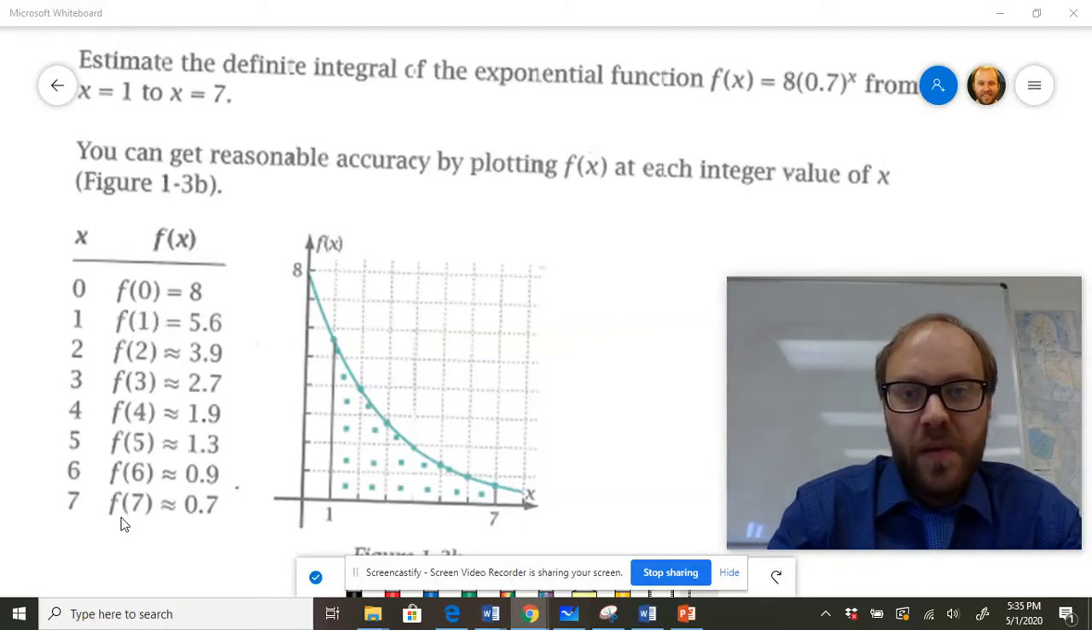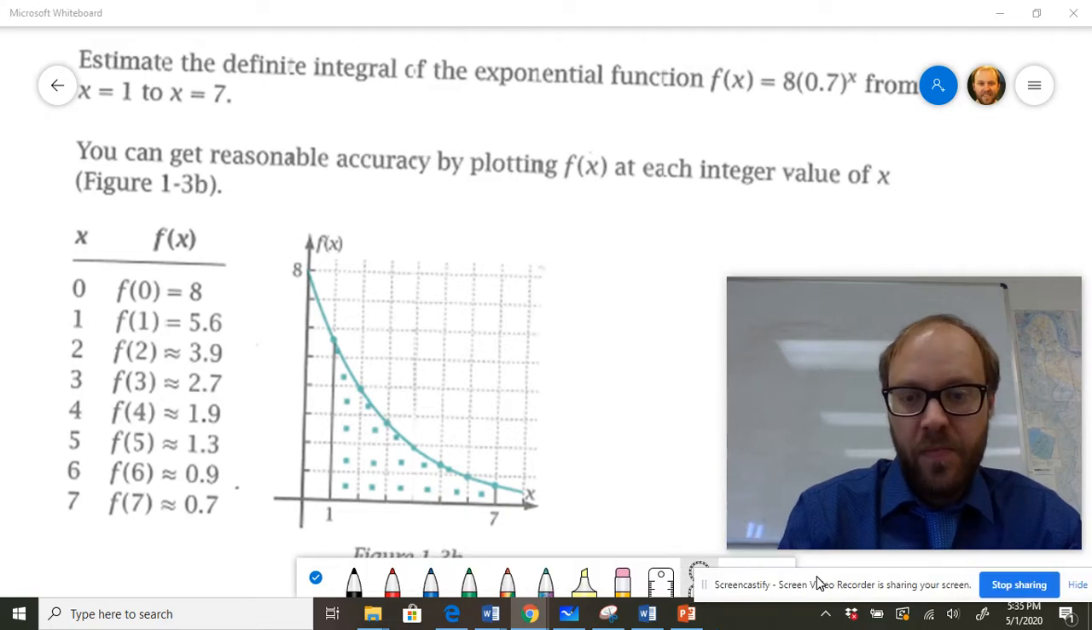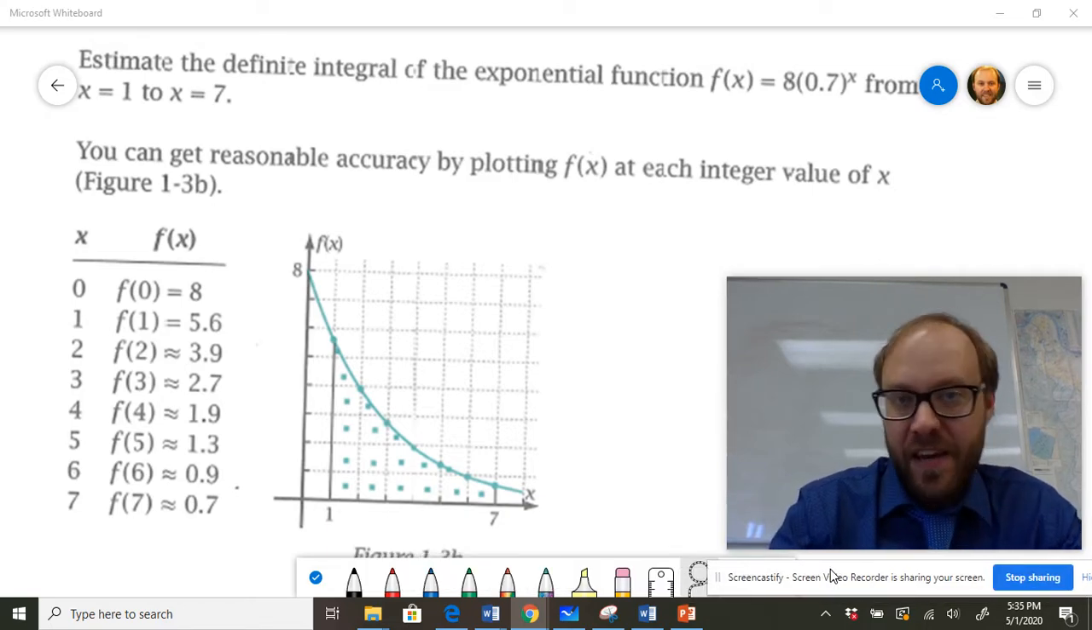All right, so I want to look at just a couple of the problems. These are actually, I think, in your reading, but thought I would run through these anyway. So the big idea here is the definite integral is just the area under a curve down to the x-axis.